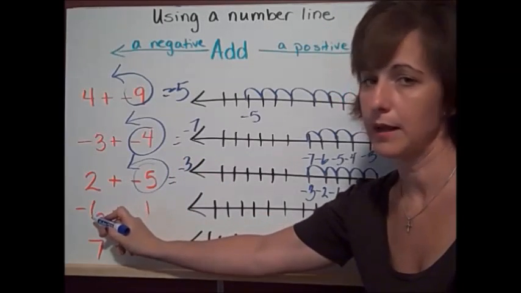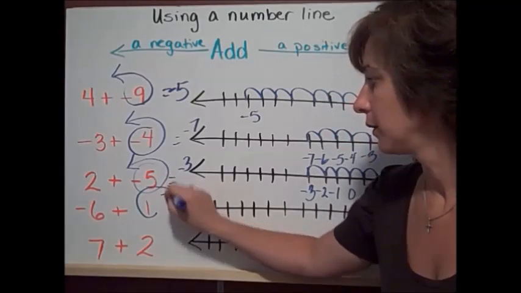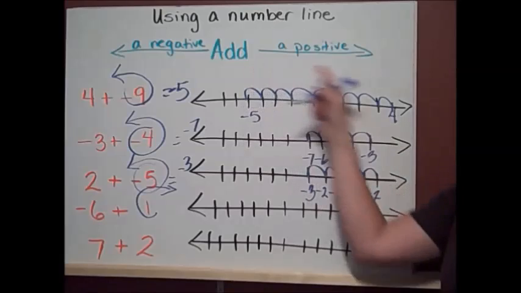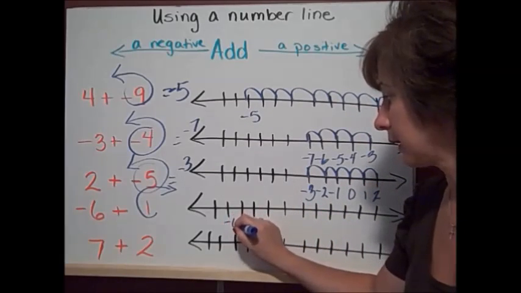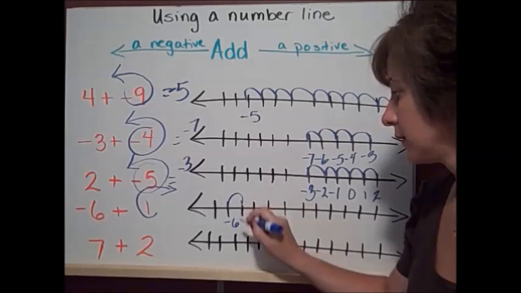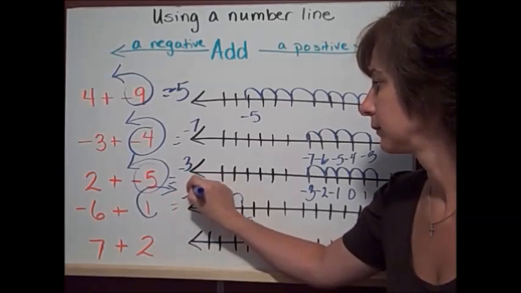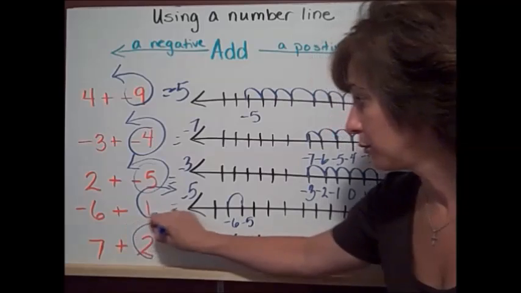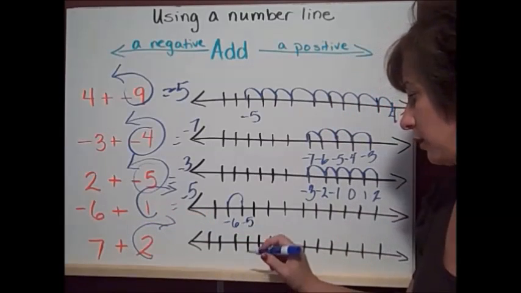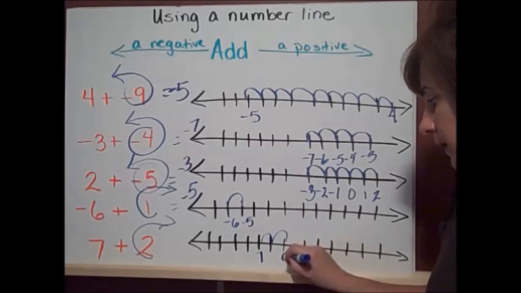This one says start at negative 6 and move positive 1. So I'm going in this direction because I'm adding a positive. If I start at negative 6 and I move 1, I am at negative 5. And finally, start at 7 and it's a positive, so move in this direction. Start at 7 and move 1, 2, which means that I am at 9.